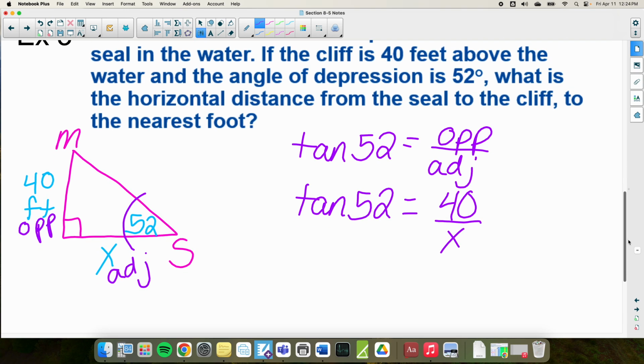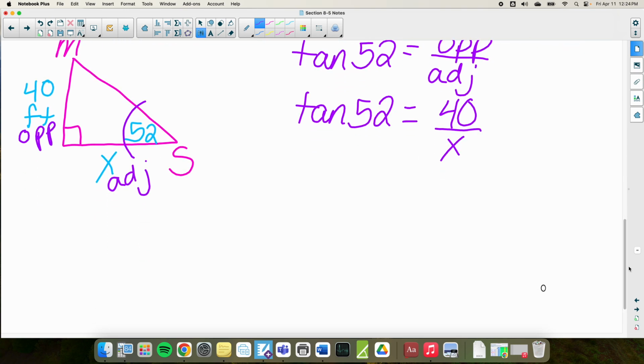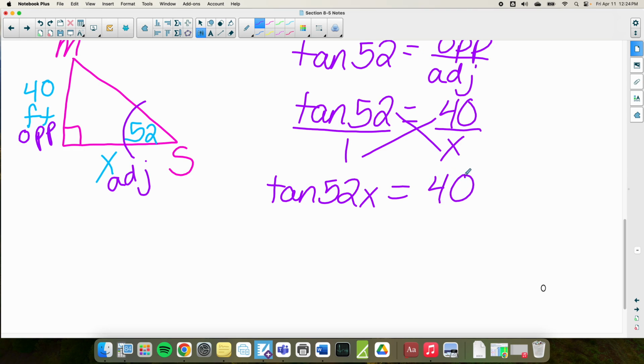Now, think about this again. If you know the angle, you do cross products. Don't we know the angle? Yes. So we do cross products. So I'm going to put this over 1. I'm going to multiply here, and I get tangent 52x equals 40. And then I have to solve that. How do I solve it? I divide by tangent 52.